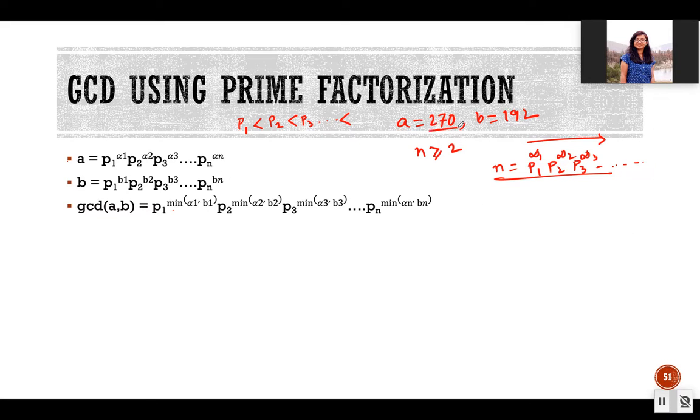So let's see 270. I can find the prime factorization of 270. And how can I do that? First I'm going to divide it by our first prime number, 2.